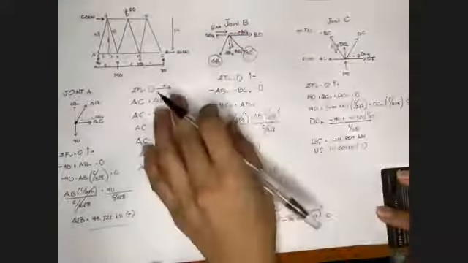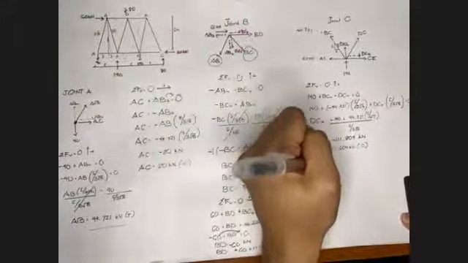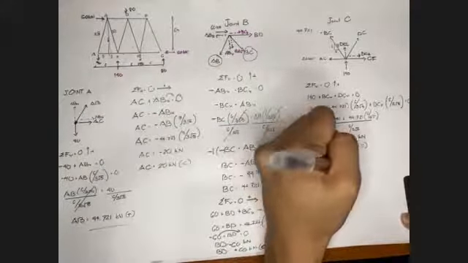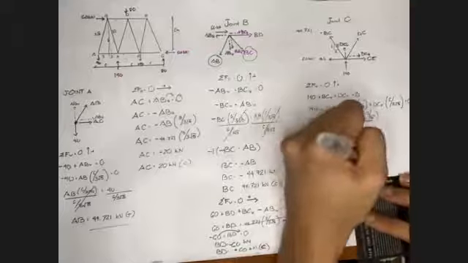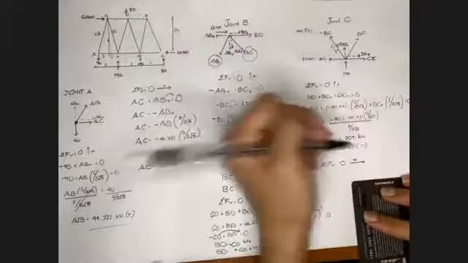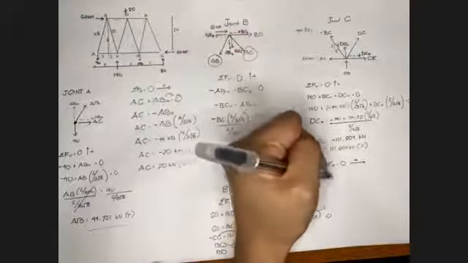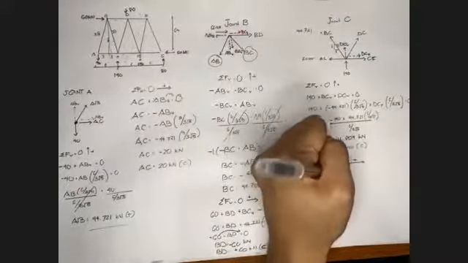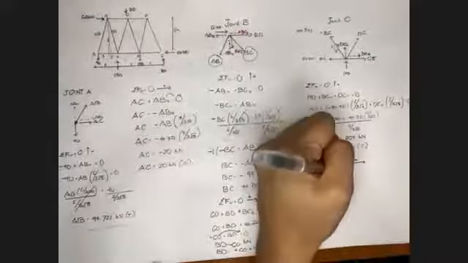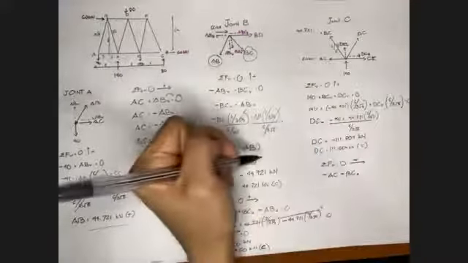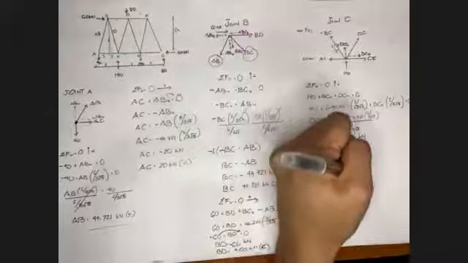Okay? So we can now summate forces horizontal. Summating forces horizontal equal to 0, going to your right is positive. And so our horizontal forces, we have AC, negative AC. We also have BC horizontal. Because it is pointing this way, it is negative BC horizontal. What else do we have? We have DC horizontal, positive.